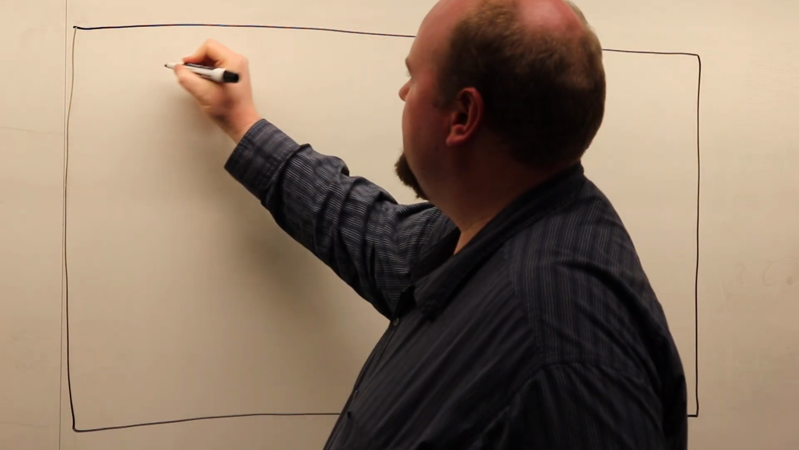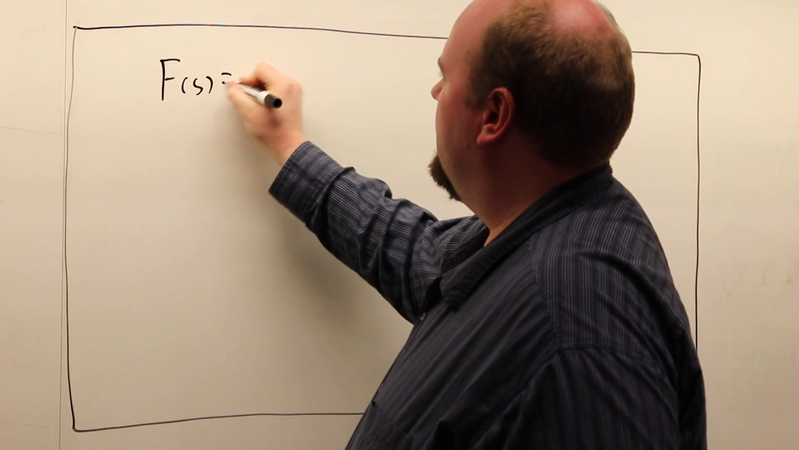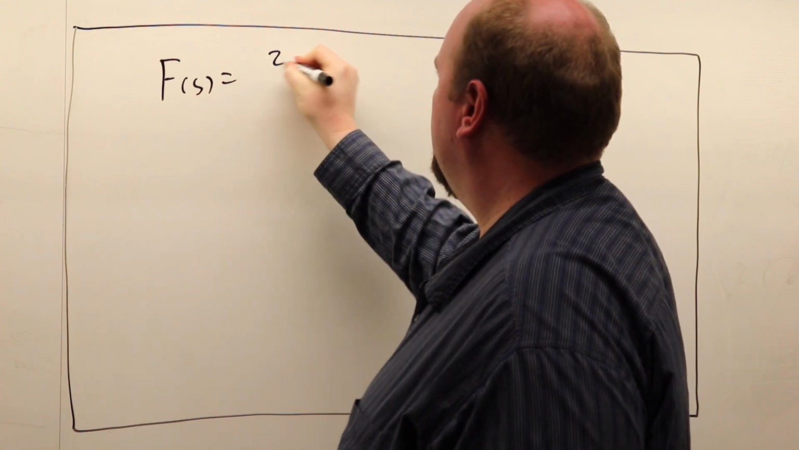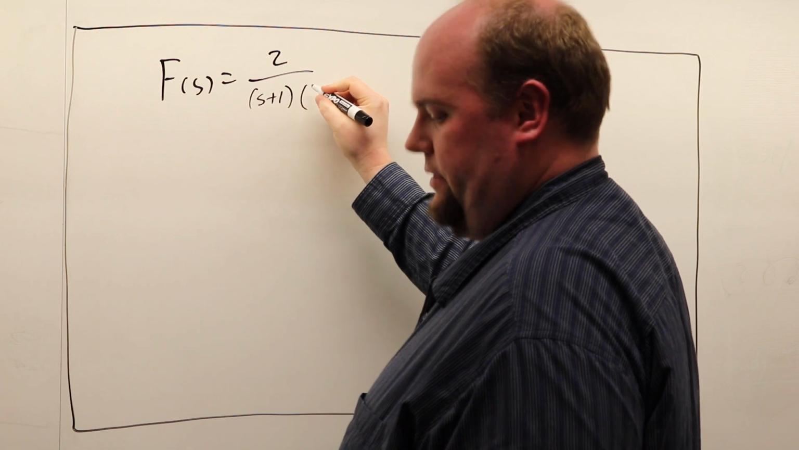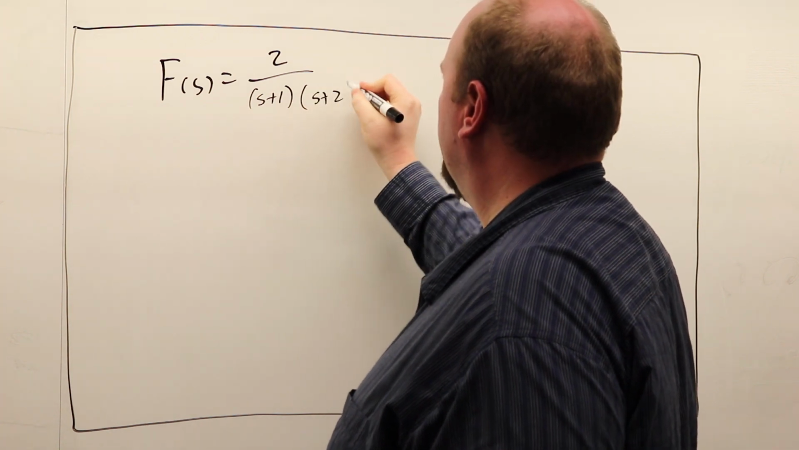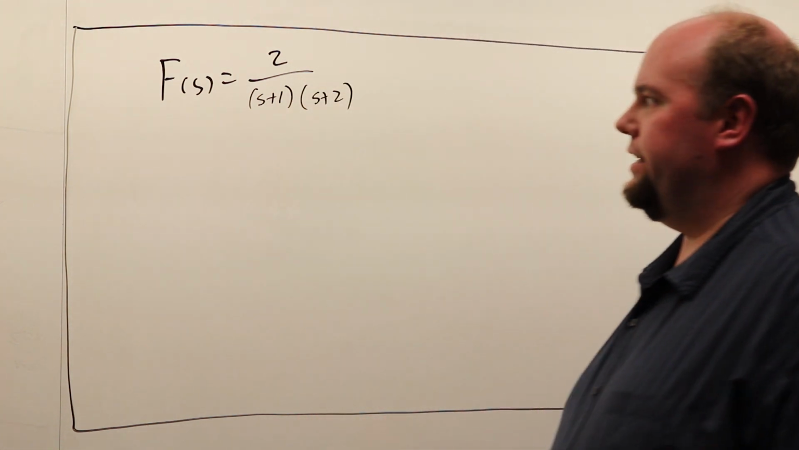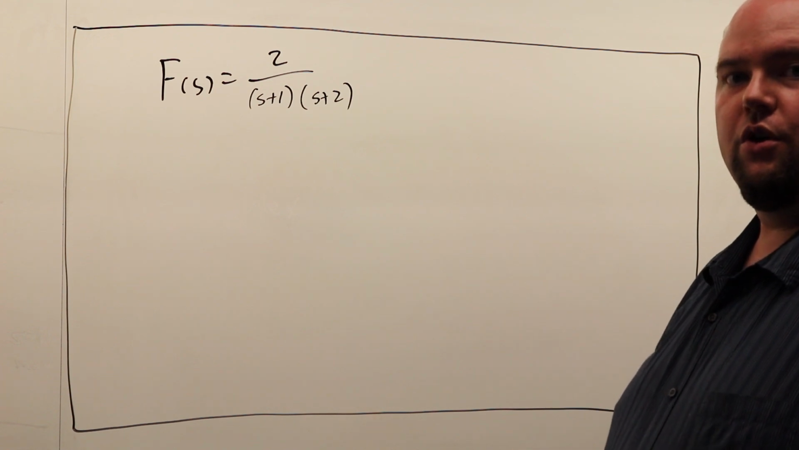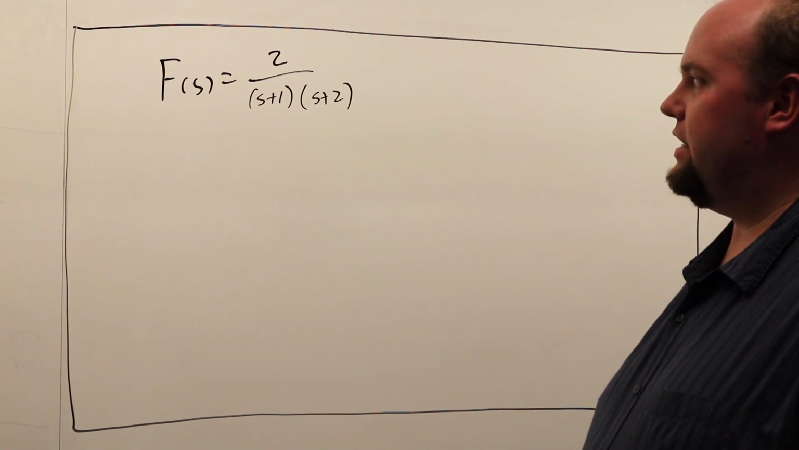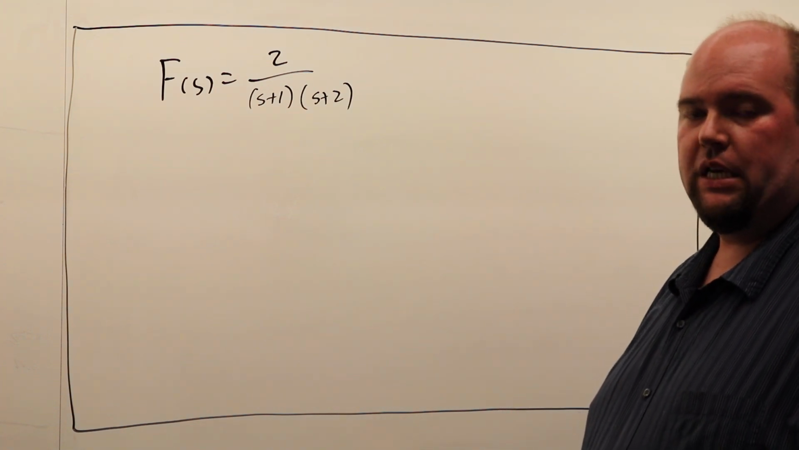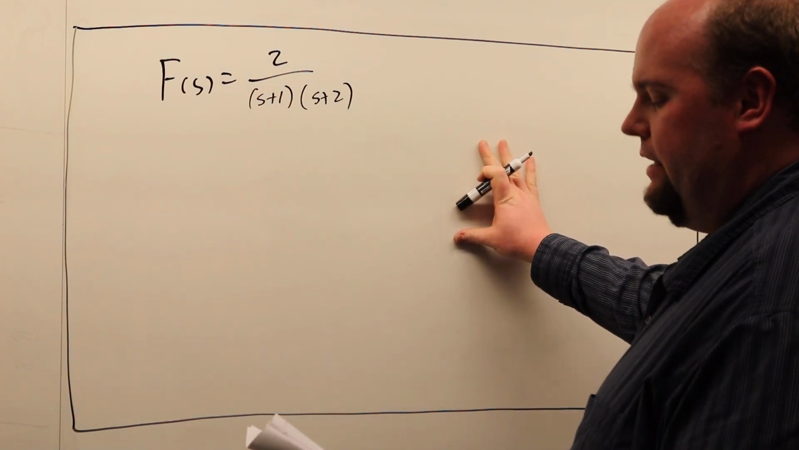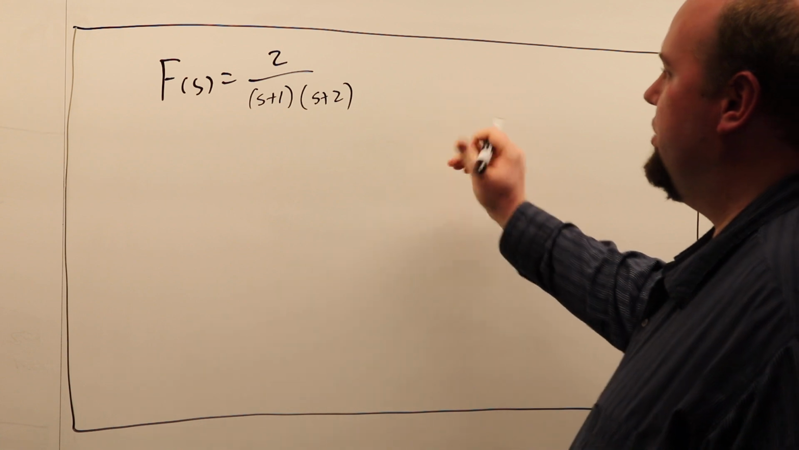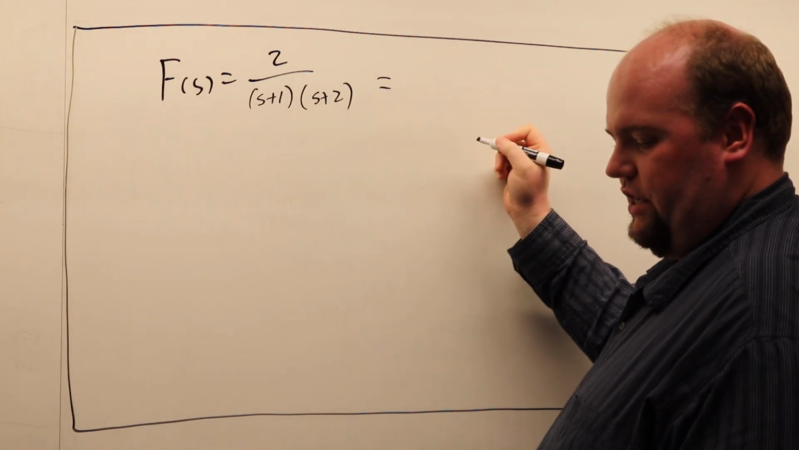So for this we're going to be using the function F(s) equals 2 divided by (s plus 1)(s plus 2). So clearly here we're going to have two real distinct roots. The roots in this case are going to be -1 and -2. So to do the partial fraction expansion on this, the first thing we're going to do is assume a form of the solution to this.